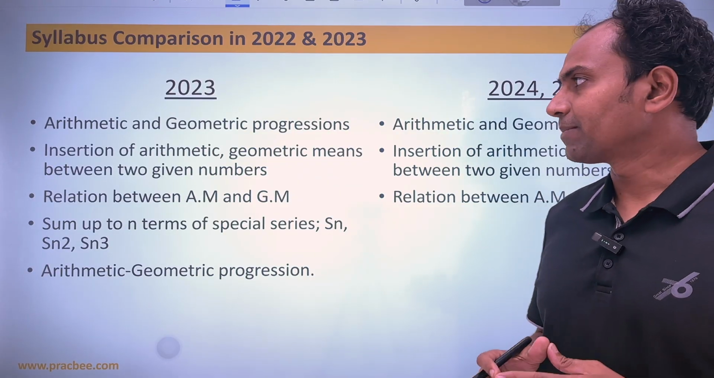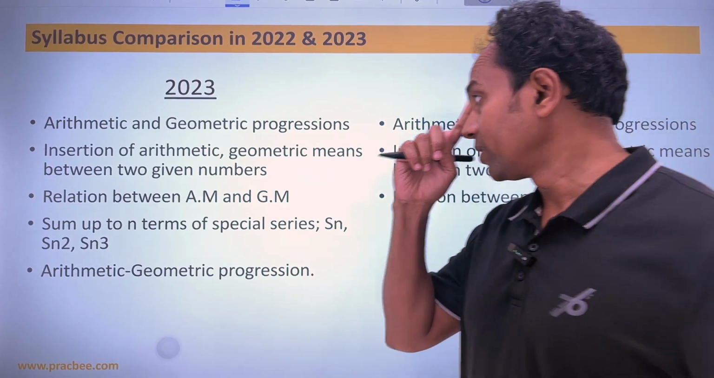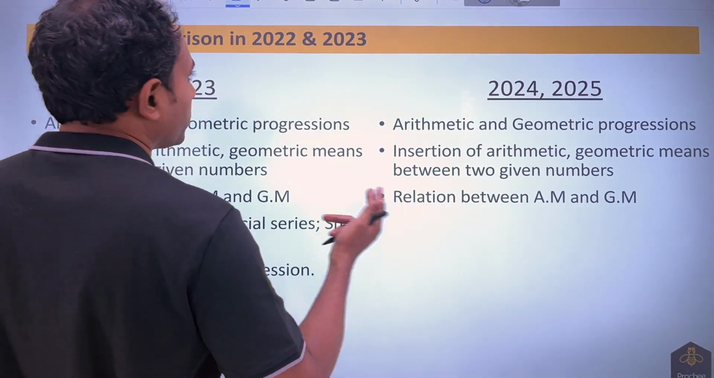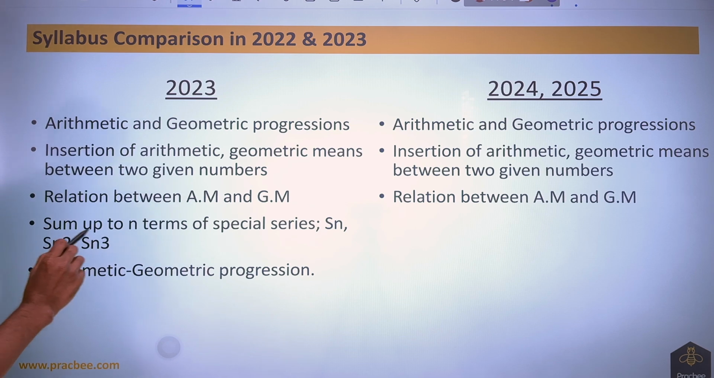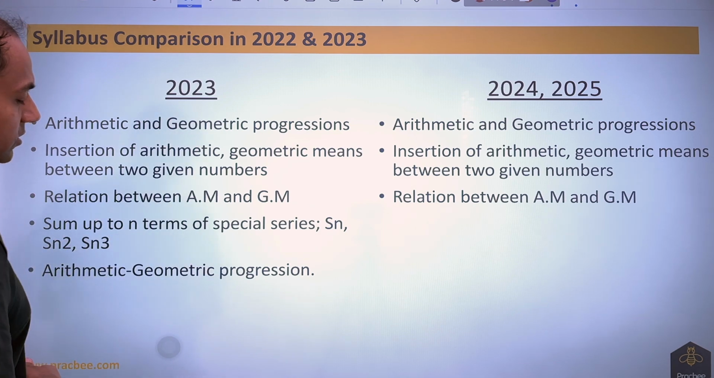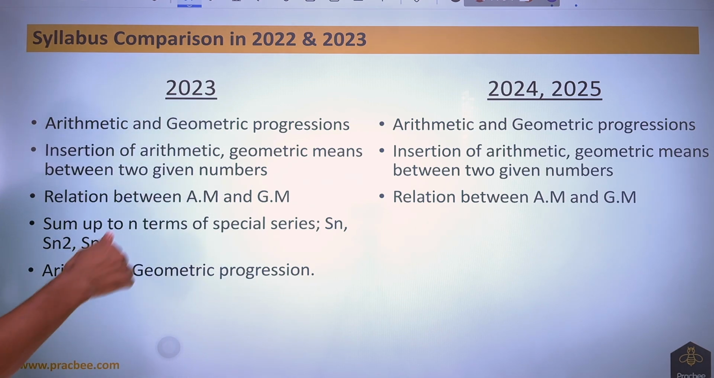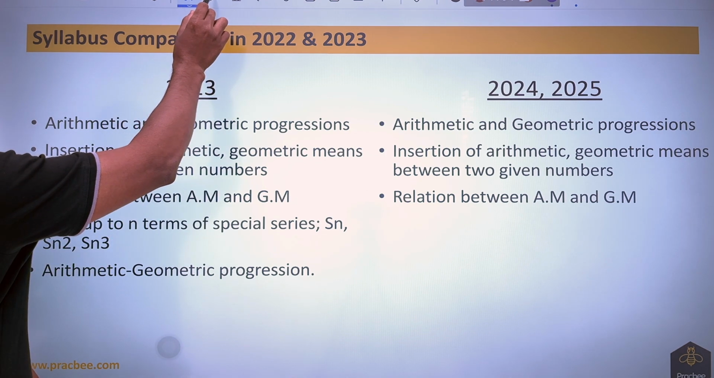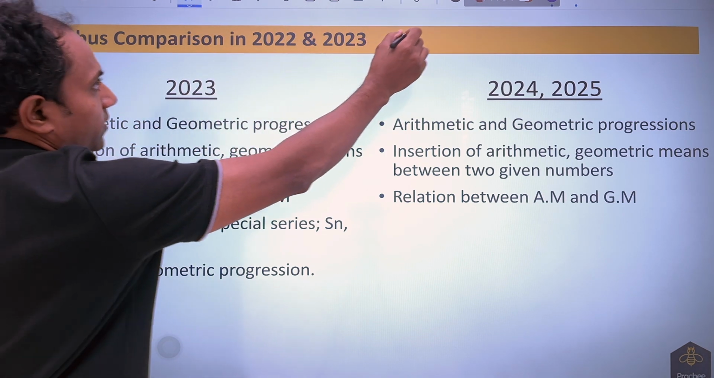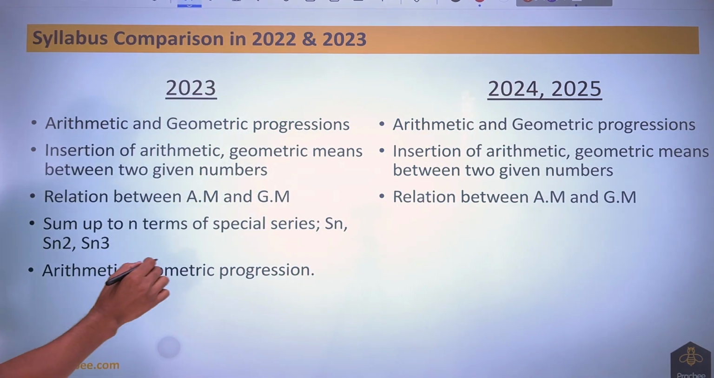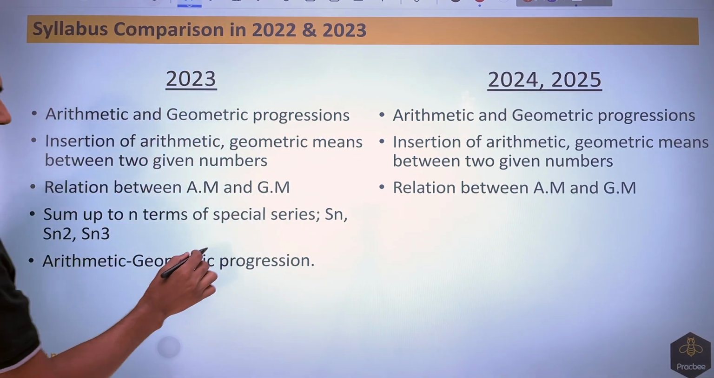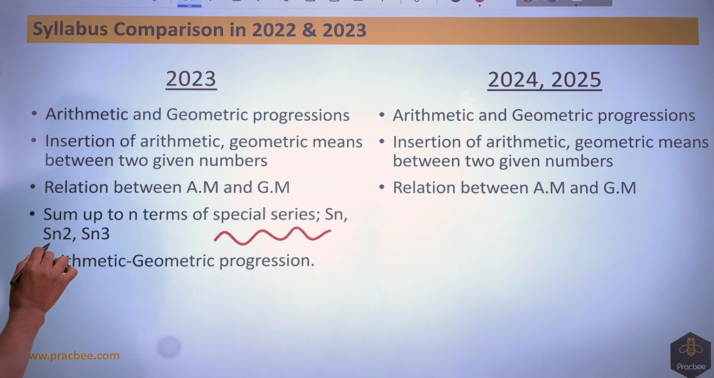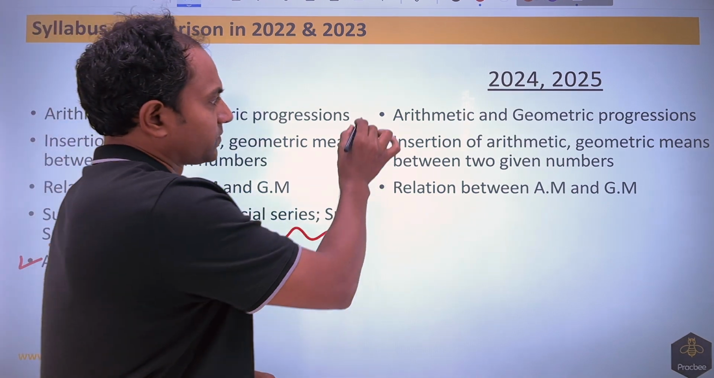So if I look into the syllabus comparison, you can see that in 2023 and 2024 there are two major syllabus changes that happened. You can see that sum of n terms of a special series, sum of series involving n square, those things were removed from the syllabus. So these portions were removed, AGP was removed from the syllabus, and these were the major changes.